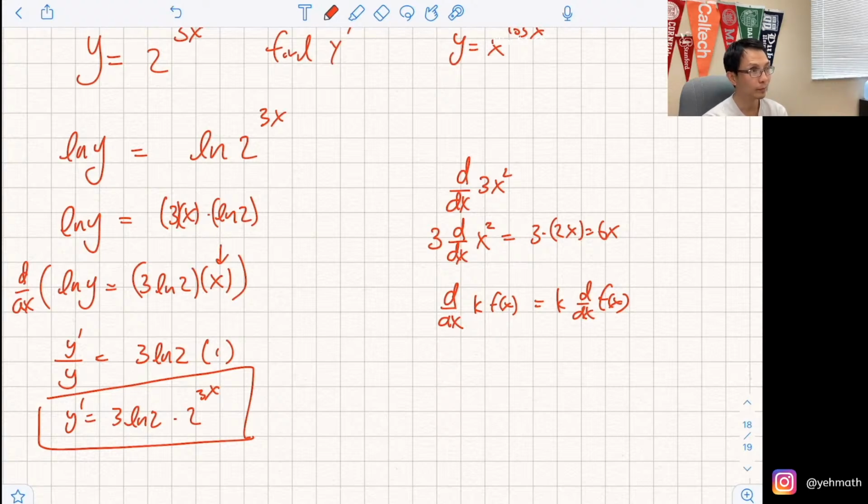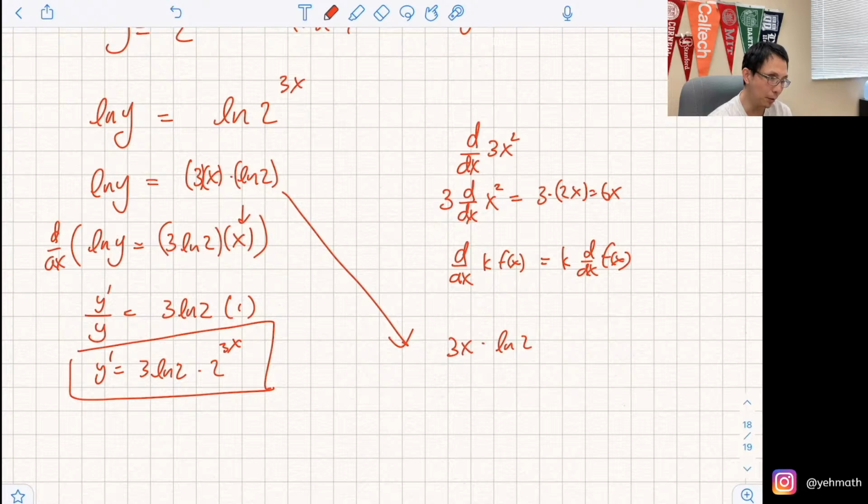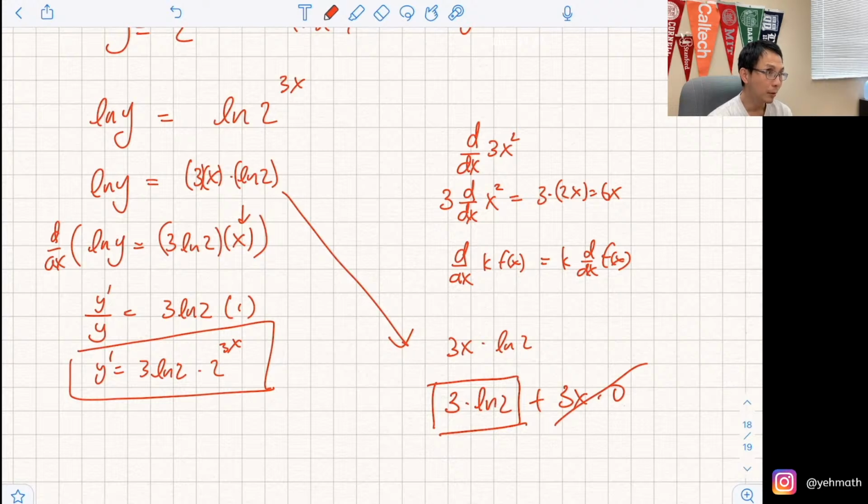What about product rule? Okay, some people say it's product rule. Let me show you product rule: 3x times ln of 2. Why would you want to do product rule? I'm going to show you, you don't need product rule, but I'm going to do it anyway. What's the derivative of 3x? It's 3, right? Times ln of 2. Does that make sense? Plus 3x times the derivative of ln of 2. What did you get? So why would you want to do product rule when you don't have to? You can do the constant multiple rule just by moving the constant to the front.